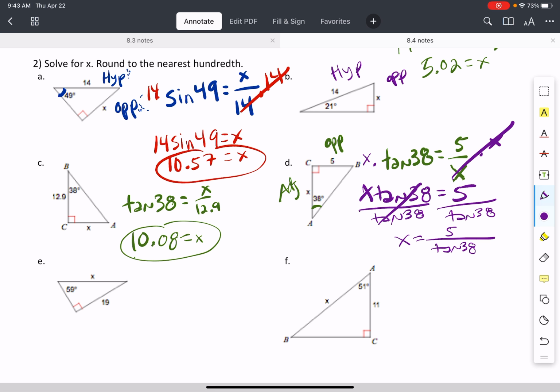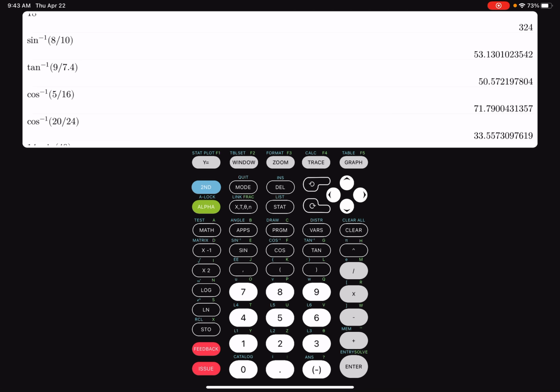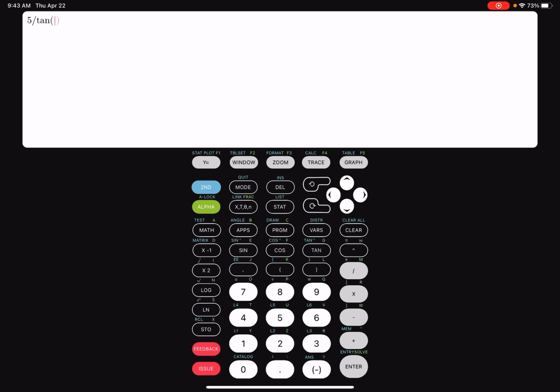How do I type in a fraction like this on my calculator? What do I use? Yeah, the divide sign. So on this one, when you type it in, you do 5 divided by the tangent of 38 instead of times. So I did 5 divided by the tangent of 38. And I got 6.399 or 6.40.